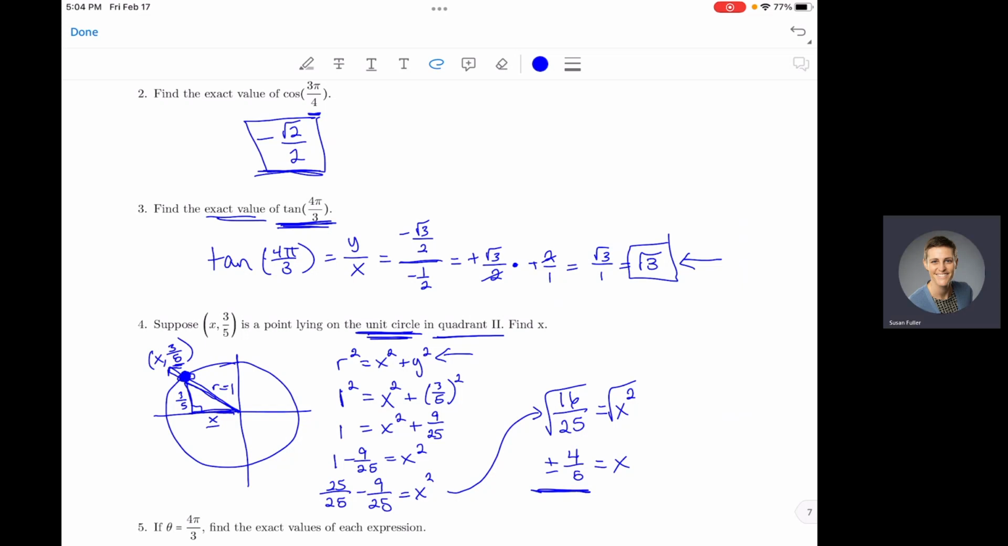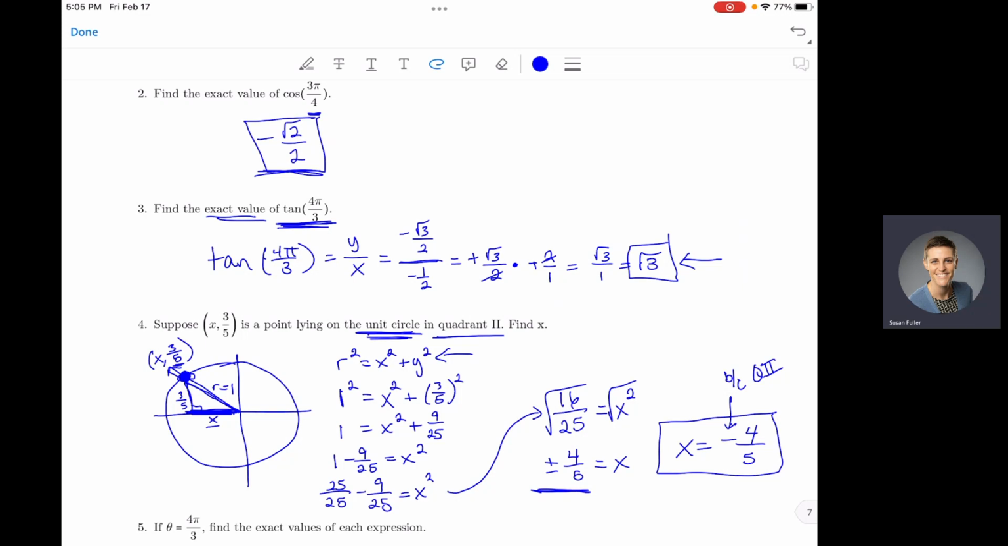Well, we're in quadrant 2. This x value is negative in quadrant 2. So I'm going to take the negative value here. So x is going to be negative 4/5. And again, that negative is because we're in quadrant 2 and x values are negative in quadrant 2.